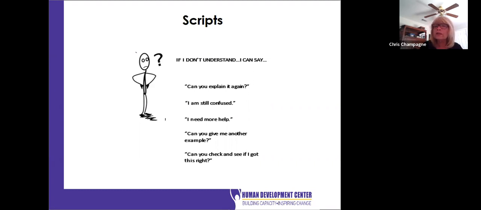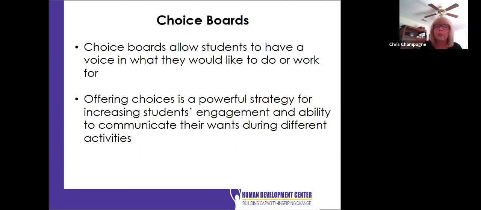And for some kids, this is just all they need. They just need a cue. Another thing that we can give students are choice boards.